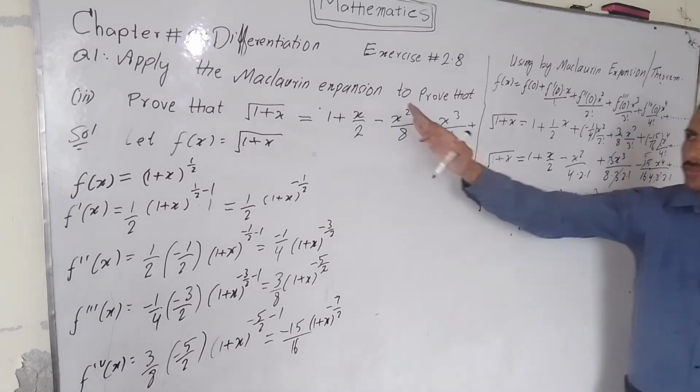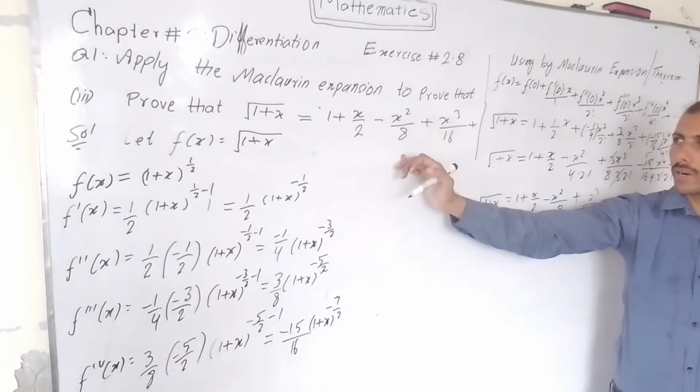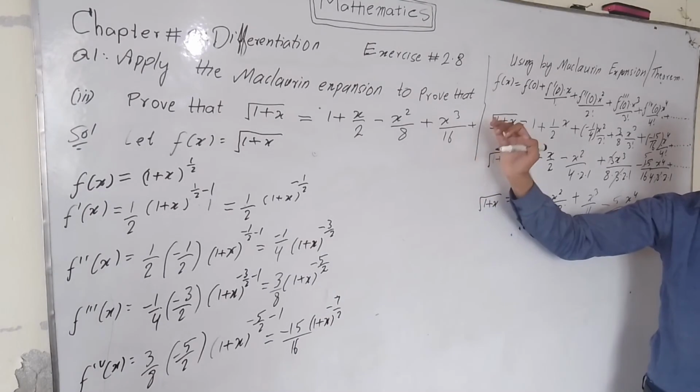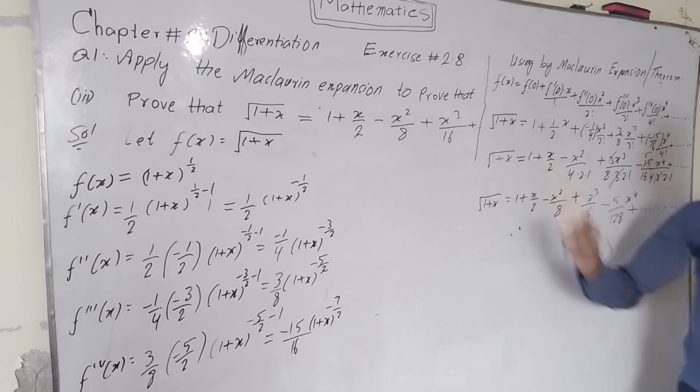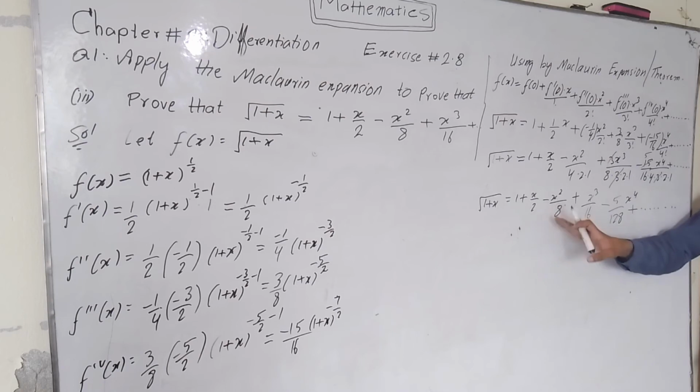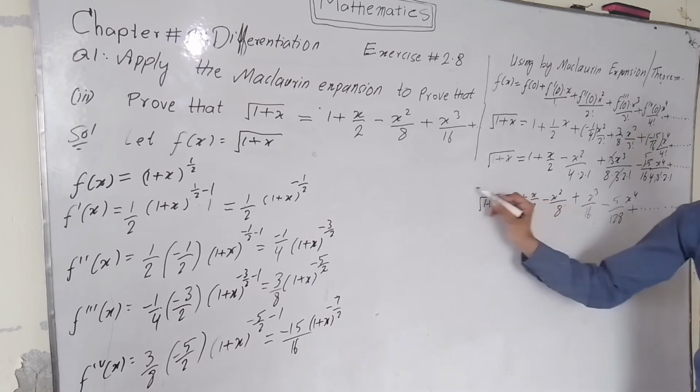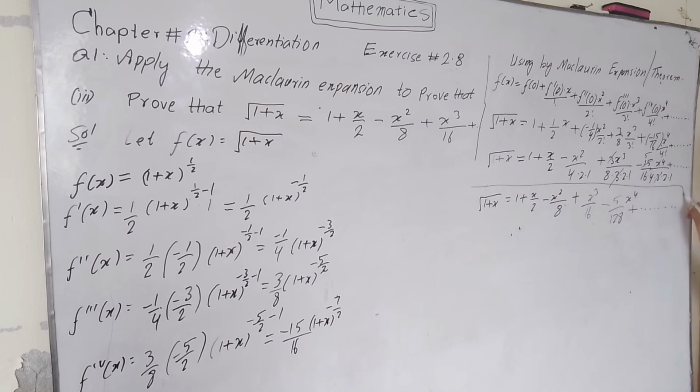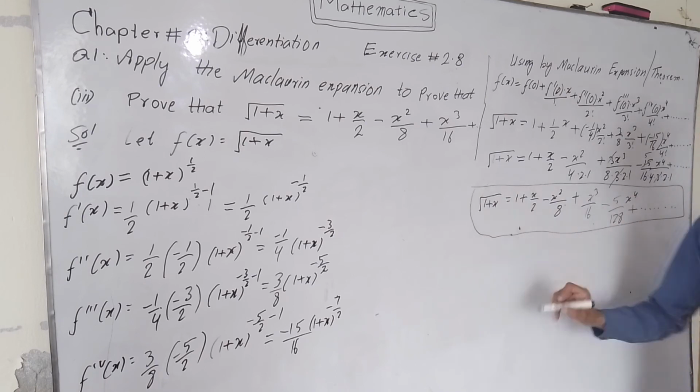So 1 plus x divided by 2 minus x square divided by 8 plus x cube divided by 16 minus 5 divided by 128 x power 4, plus, and so on, which is the required solution. Hence proved.